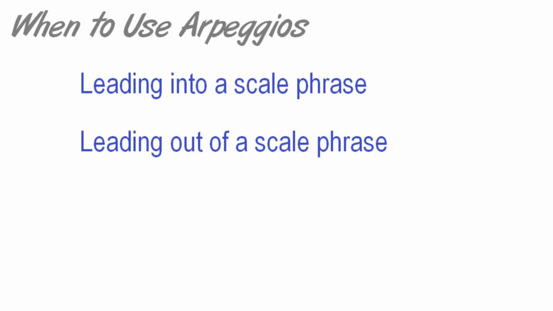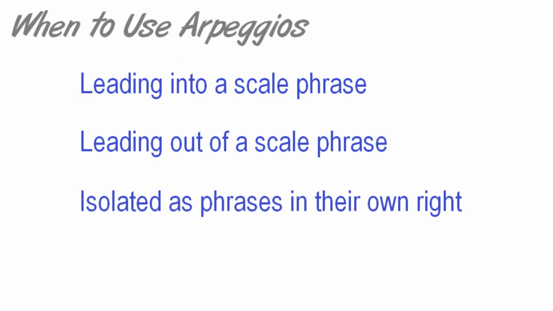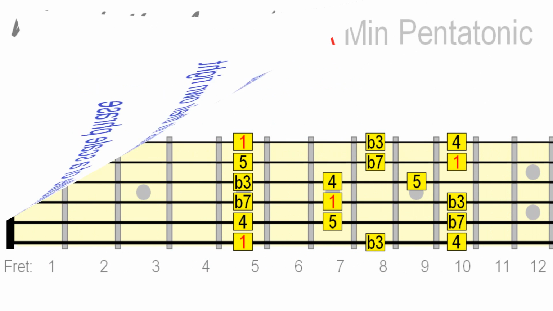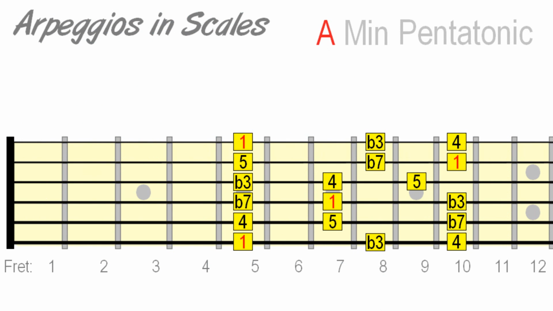Of course, the arpeggios don't always have to link to a scale phrase. They can be isolated as phrases in their own right. We can also inject them into the middle of our scale phrases. For example, take this simple minor pentatonic lick, which includes a minor arpeggio. So it can be very subtle, but even when it's this seamless, the mixture of horizontal and vertical movement helps to shape the overall phrase.